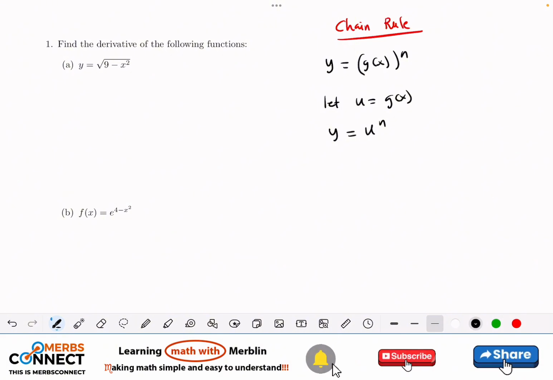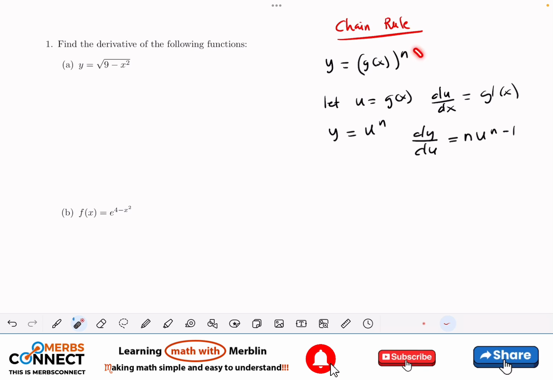u prime, right? So now we can see that this u here depends on a function of x, right? So we are going to differentiate u with respect to what? x. So du over dx will be equal to g prime of x. That's what you are going to get. Then this y here also depends on u. So we are going to have dy over du, which is equal to, then we apply the power rule, n times u to the n minus 1. So that's what you are going to get for that.